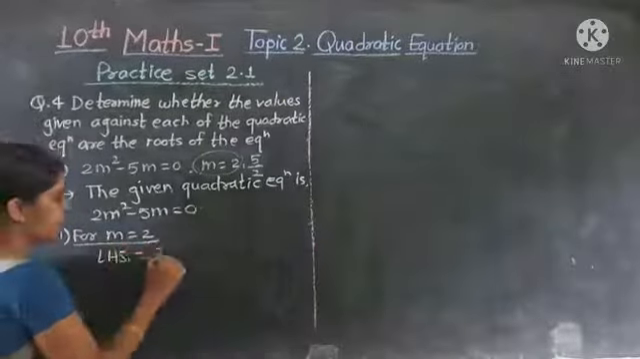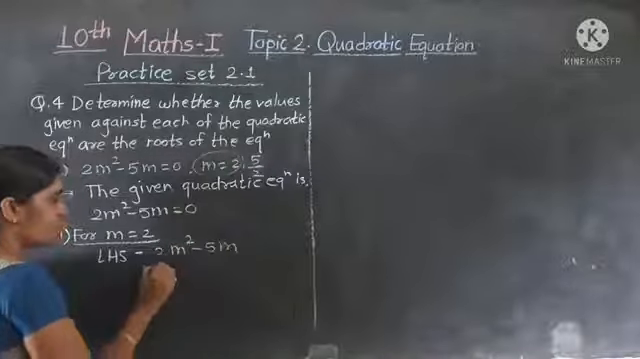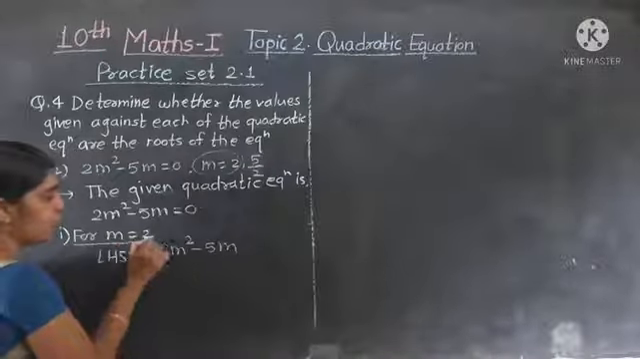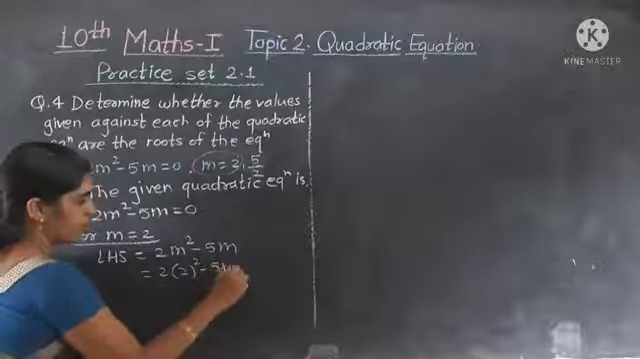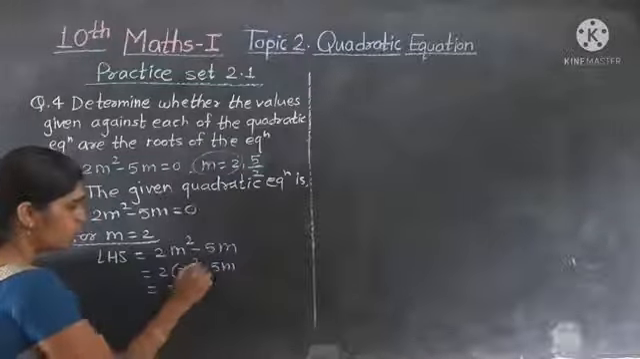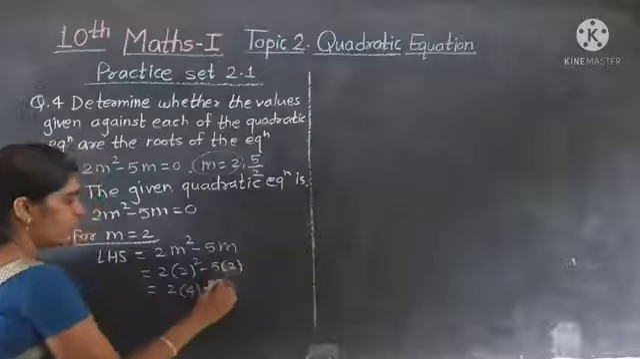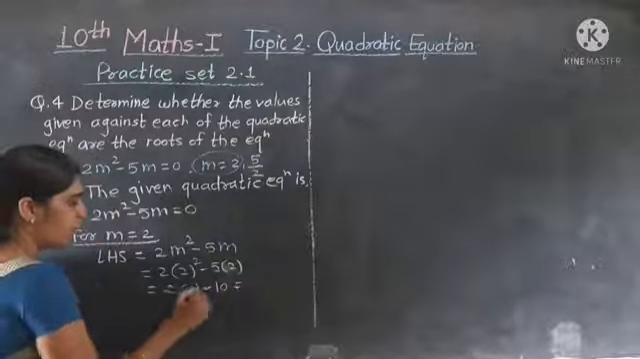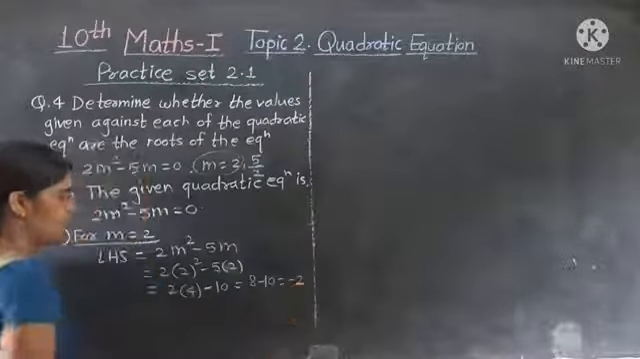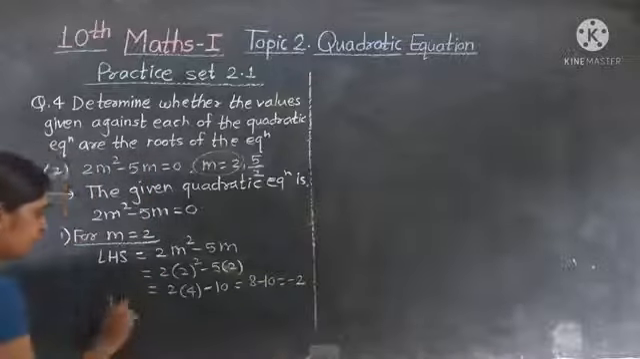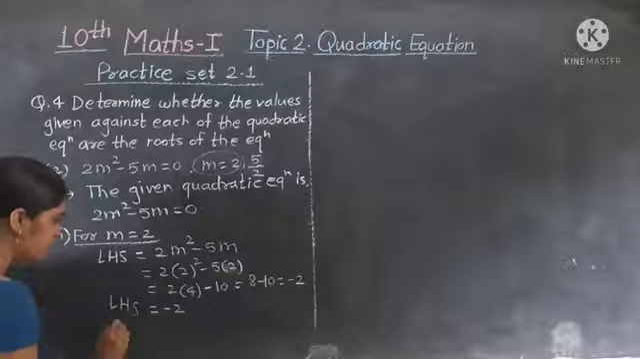First write the LHS: 2m square minus 5m. Whenever m is there, you put 2. 2 into 2 square minus 5m is equal to 2 into 2 square is 4 minus, sorry, here the m value is 2, 5 twos are 10. 4 twos are 8 minus 10 is equal to minus 2. So LHS is minus 2 and RHS is here.